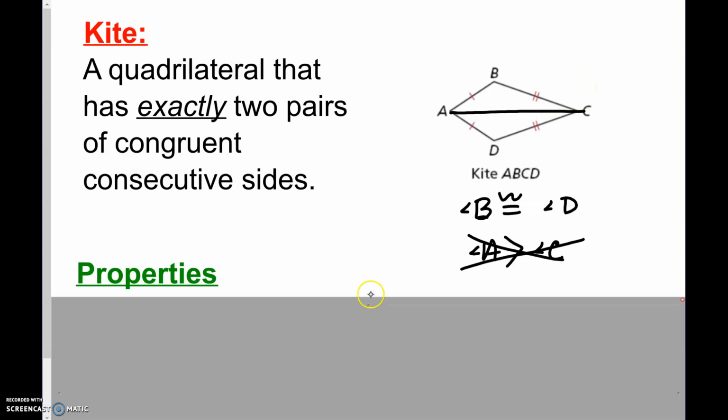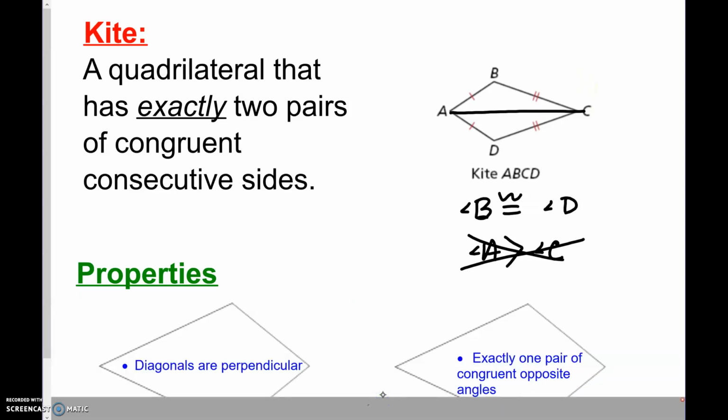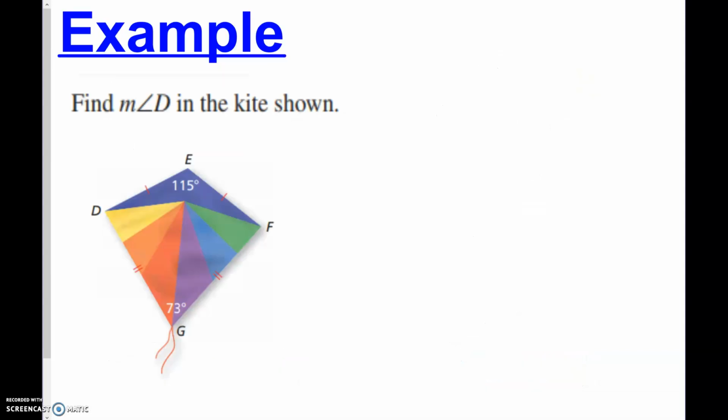So the two properties that they do tell us here: the first one I said, that the diagonals are perpendicular. And the second property is exactly one pair of congruent opposite angles. In this particular kite, it is B congruent to D. Now we can also say that diagonal AC bisects angle BAD and angle BCD. So that is a third one that you could say. All right, let's try some samples.